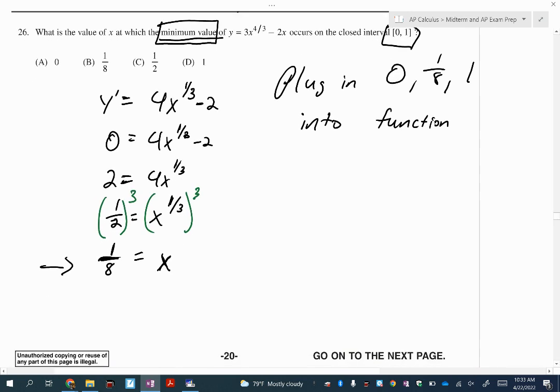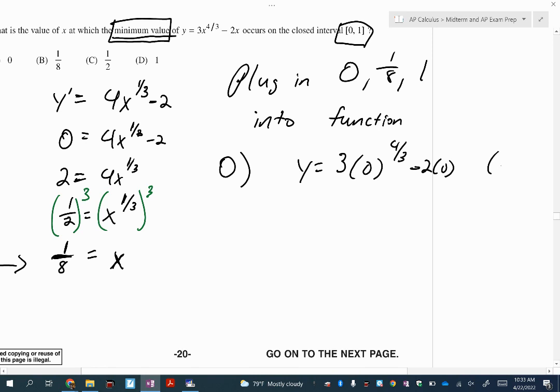So let's plug in. This is me plugging in 0. So I have y equals 3 times 0 to the 4/3 power minus 2 times 0. I think we all kind of know what 0 raised to any power is going to be. It's going to be 0. 0 times 3, 0 minus 0. So this ordered pair is 0, 0. Everybody good? Okay, now I'm going to plug in 1/8.